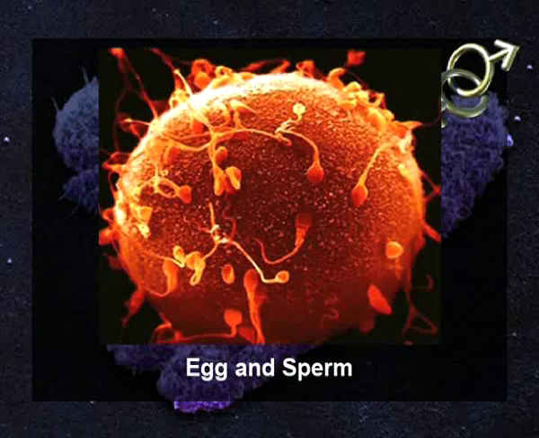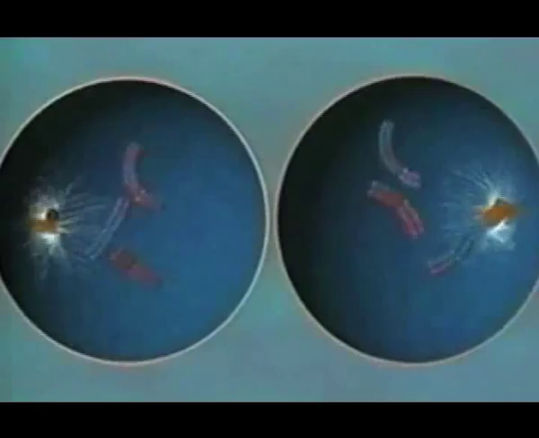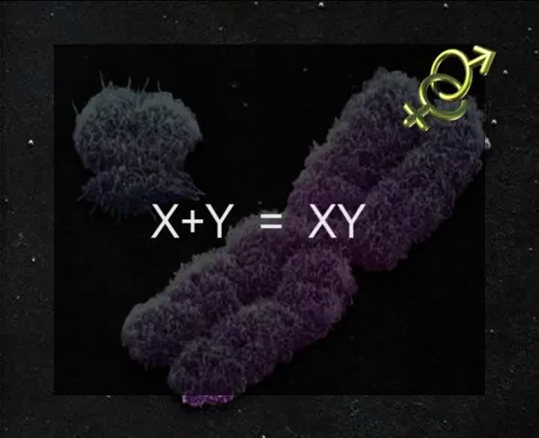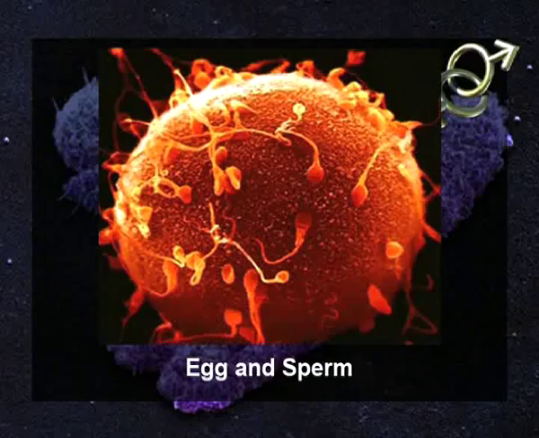Eggs and sperm as reproductive cells each contain only one of the 2 sex chromosomes as a result of having undergone meiosis, a form of cell division that produces daughter cells containing only one member of each chromosome pair. All eggs therefore contain an X chromosome, but half of sperm will contain an X chromosome and the other half a Y chromosome. If an egg is fertilized by a sperm carrying an X chromosome, an XX or female embryo will result, while fertilization of the egg by a Y-bearing sperm will produce an XY or male embryo.